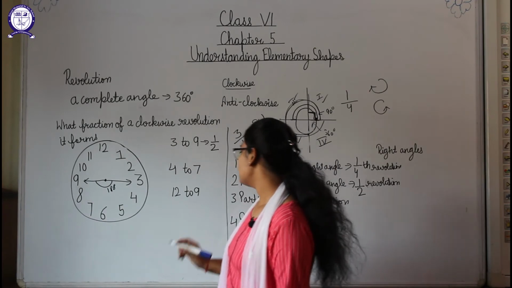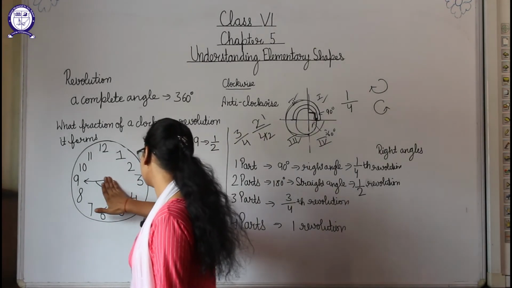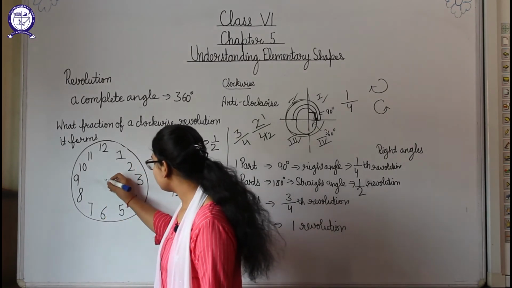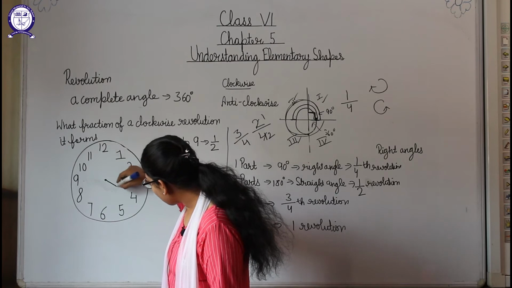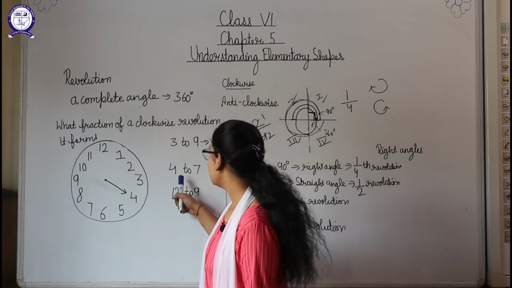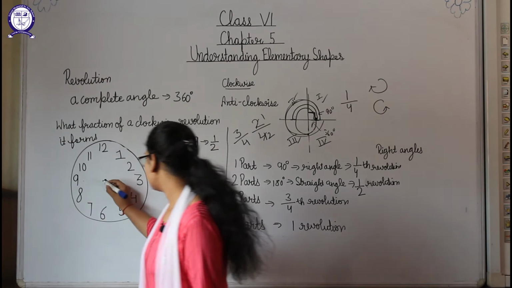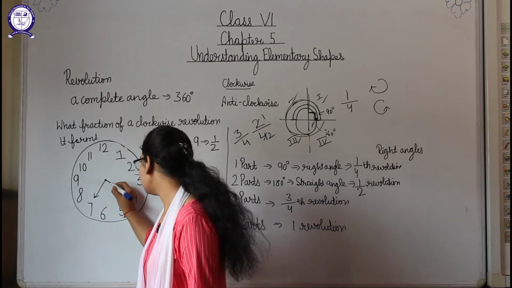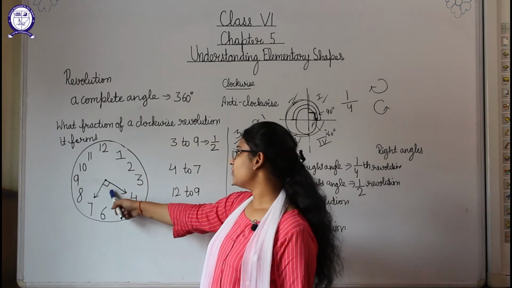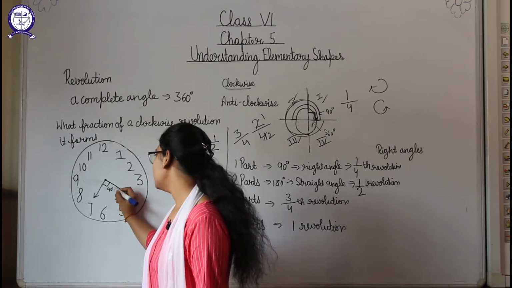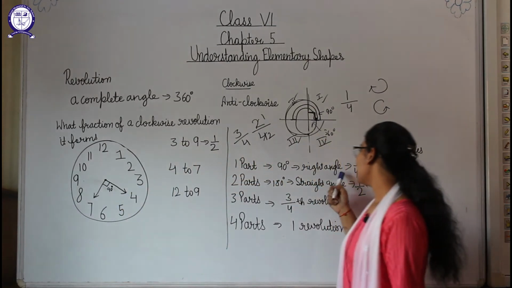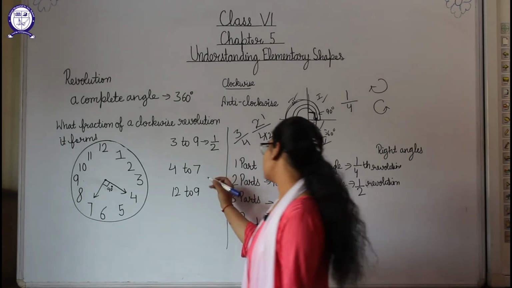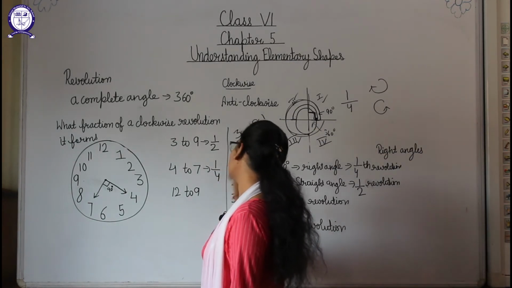Okay, now next one is 4 to 7. We will do it in this only. The question is 4 to 7. Suppose first of all the hour hand was at 4, and now it is at 7. So you can check that it is coming from here to here. So what angle is it forming? It is forming a 90-degree angle, we can say a right angle, and it means it is covering 1/4 of the revolution. Okay, so 4 to 7 means 1/4 of the revolution.